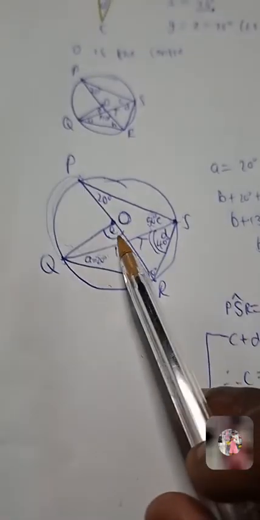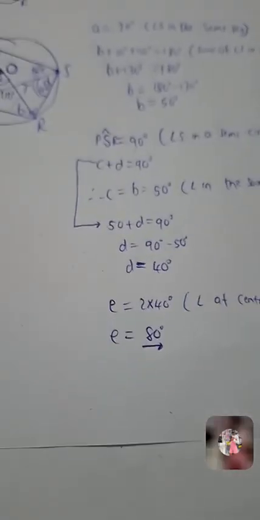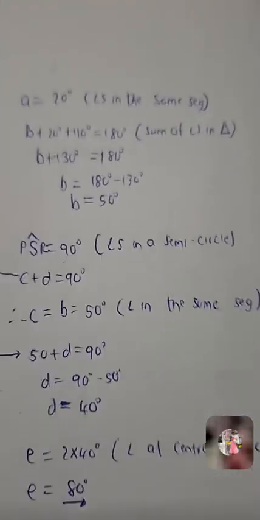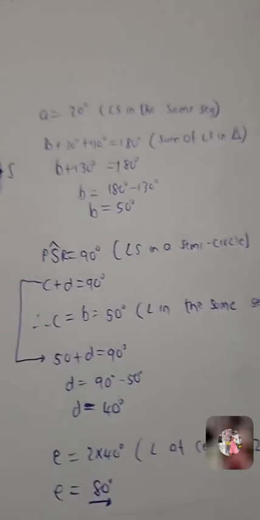Yes. Angle at center is equal to 2 times angle at the circumference. Okay, so E is equal to what exactly then? E is equal to 80 degrees. Okay. All right, that was that. What a meal. All right, good job. That was nicely done.